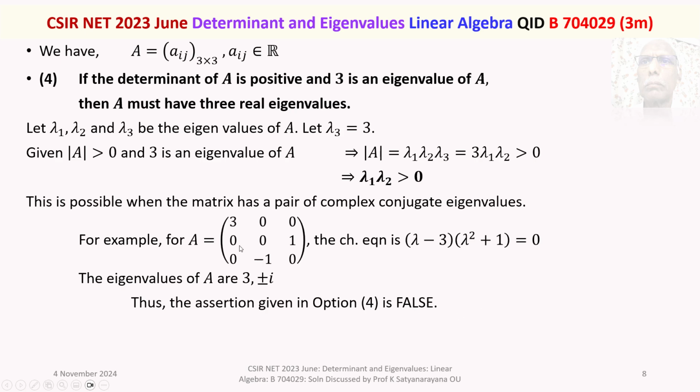This is possible when the matrix has a pair of non-zero complex conjugate eigenvalues. This example and argument tell us the assertion given in option 4 is false. We are asked to find a false assertion. Therefore, the answer to this question is option 4. And that is the detailed discussion of the solution of this problem from the section linear algebra, related to the concepts of determinant and eigenvalues of a given matrix.